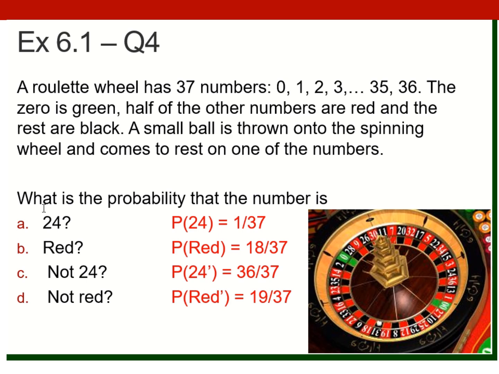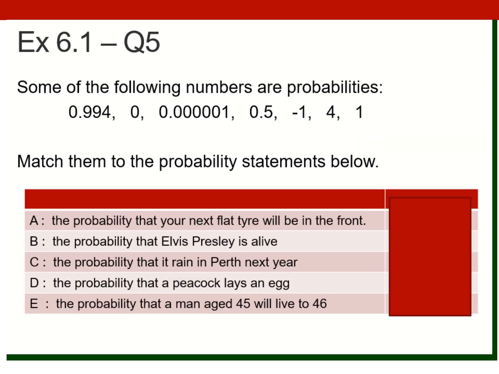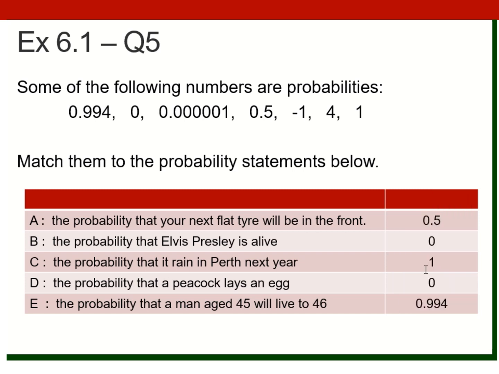1 out of 37. What's the probability it will be red? 18 out of 37, because you have 18 red numbers. Not 24. They are complements of each other, so 36 over 37. Not a red, the complement of this, is 19 out of 37. Okay, so this is probably just matching it only.